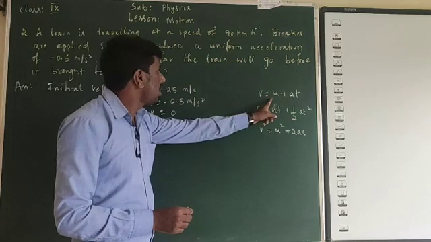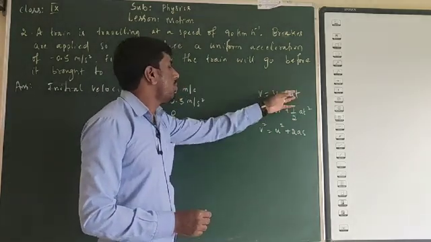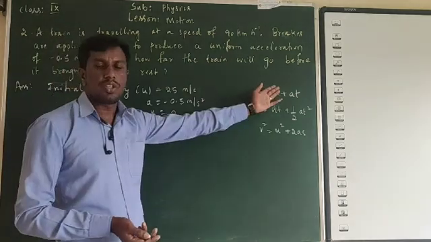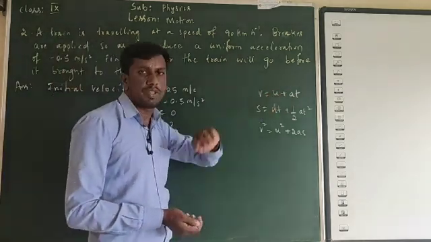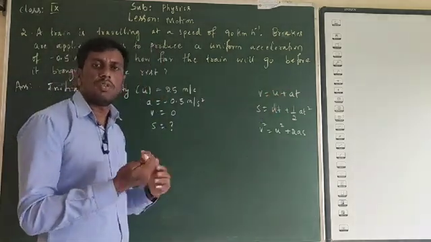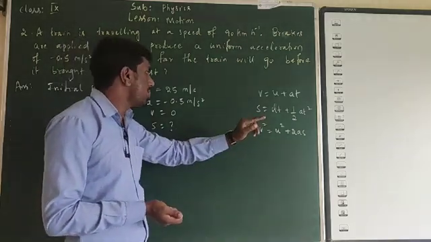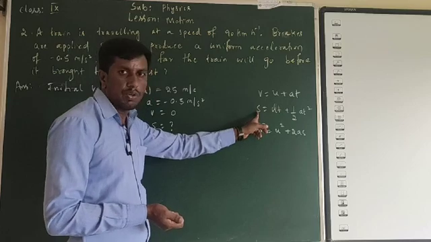If I take the first equation, I don't have s. So by using this equation, I can't find s. Distance travelled I can't find from the first equation of motion, because it does not give the relationship between velocity and distance. We'll go for the second equation. Of course, we have s. I can find s.